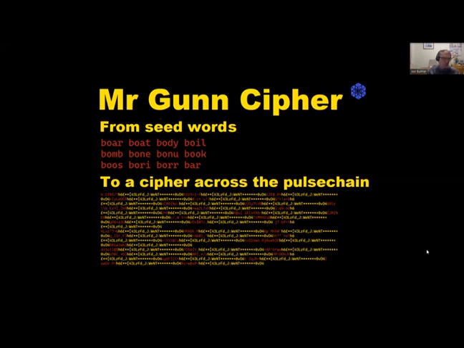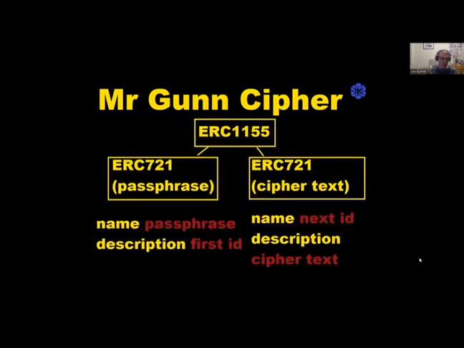The Mr. Gun cipher. So what I want to do is explain how we can get from a seed word of 12 words or any length of words to a cipher. So what happens is that cipher will go through and the different parts of the seed words will be represented and scattered throughout the pulse chain in the form of NFTs.